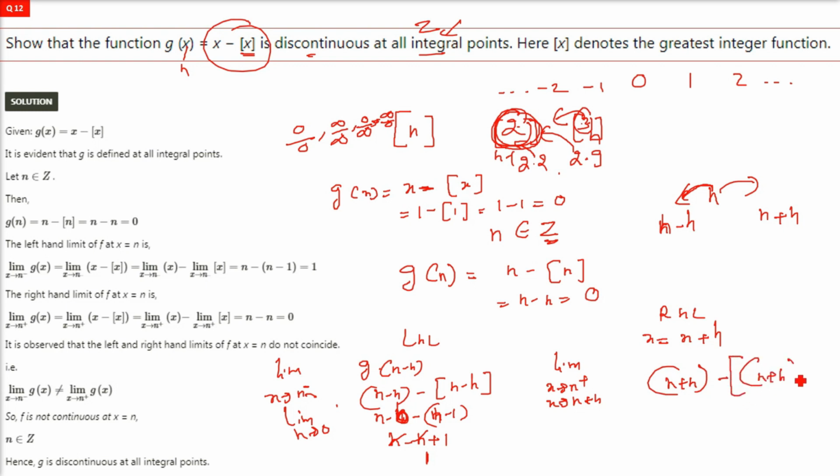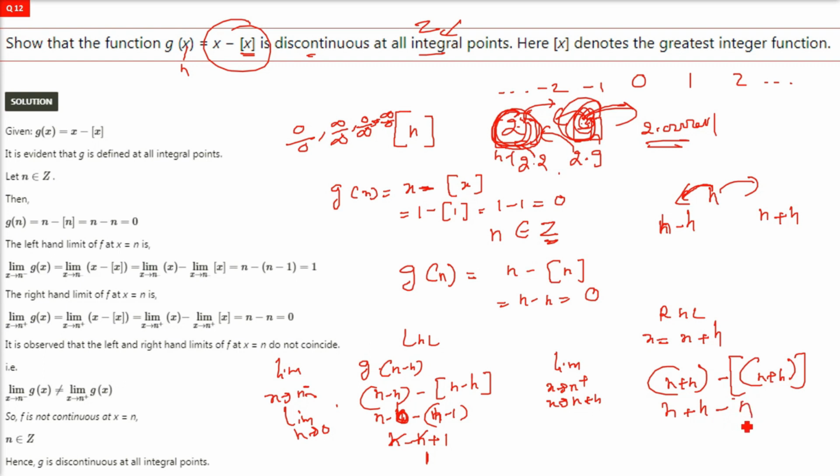Now you are moving forward from n. For example, it is 3. So you are adding something to 3. So it will be say 3.001 or 3.1 or something. But whenever you get this value, you have to take the floor. So you have to take 3. So for n plus h, you will always take n only. For n minus h, we have taken n minus 1. For n plus h, you will always take n, which is the floor of value.